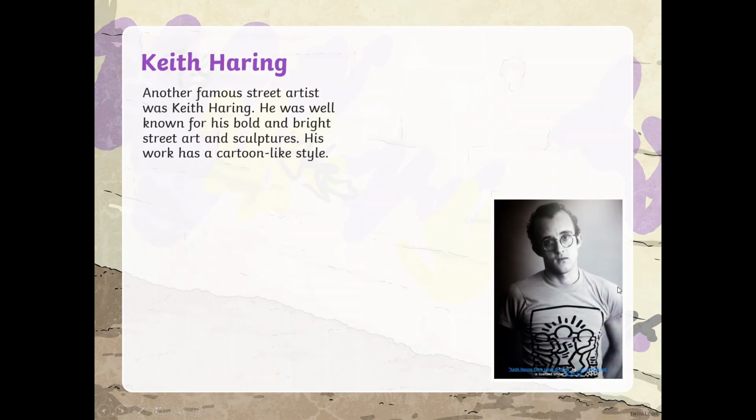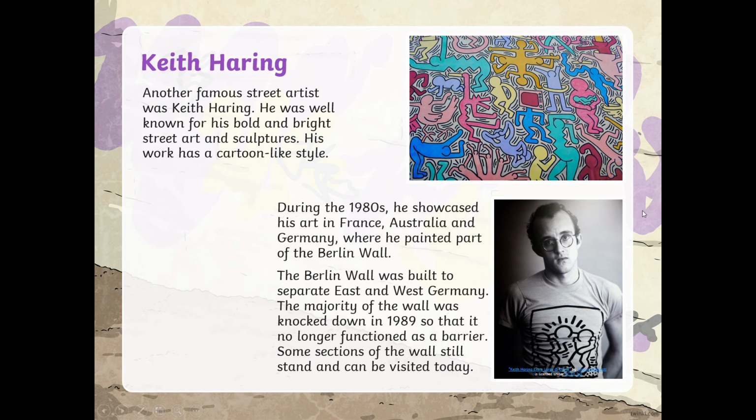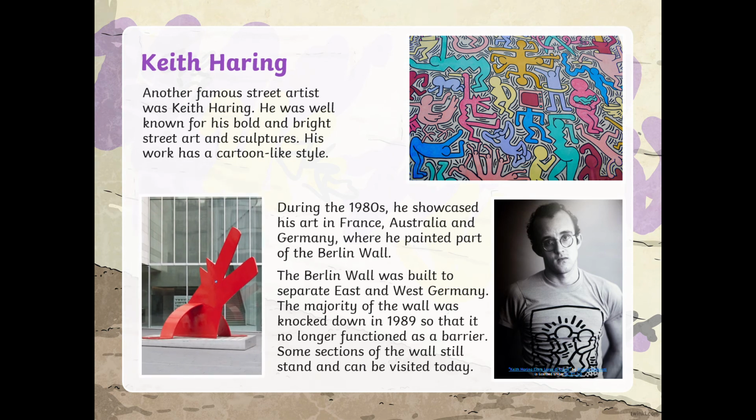We have another street artist, famous man called Keith Haring, and he was well known for his bold and bright street art and sculptures, and his work has a cartoon-like style. So here's some examples there. And during the 1980s, he showcased his art in France, Australia and Germany, where he painted part of the Berlin Wall. Now, the Berlin Wall was built to separate East and West Germany, and the majority of the wall was knocked down in 1989, so that it was no longer a barrier between the two. But some sections of the wall still stand, and they can still be visited today. But it's not all there. There's some of his art.